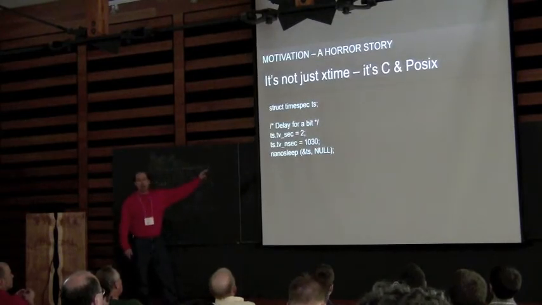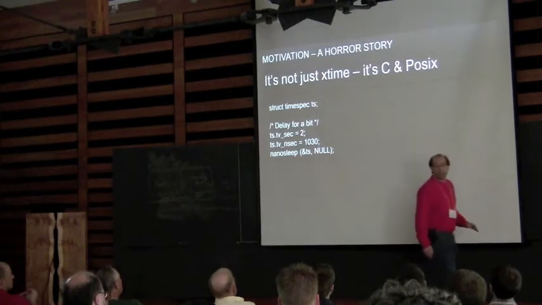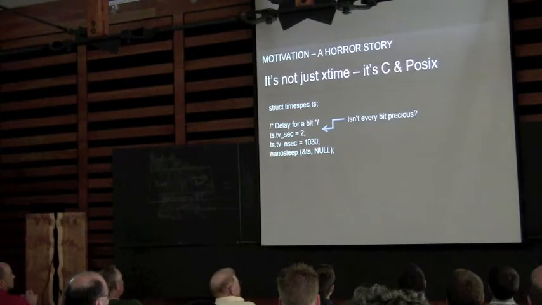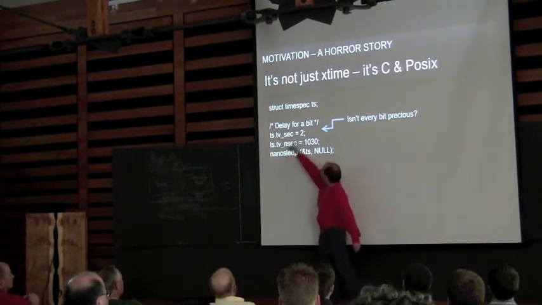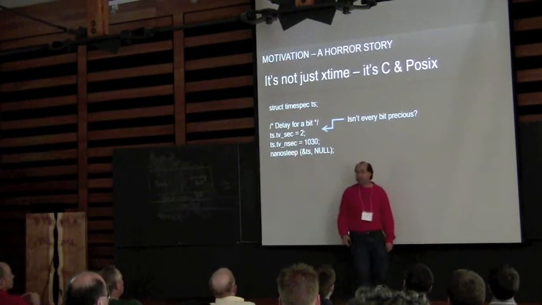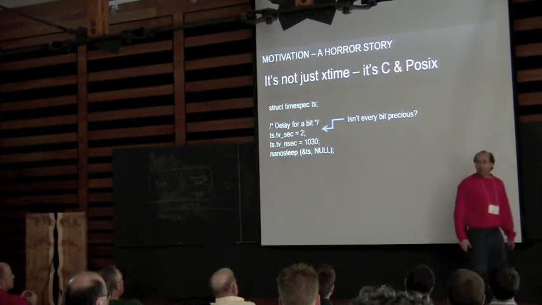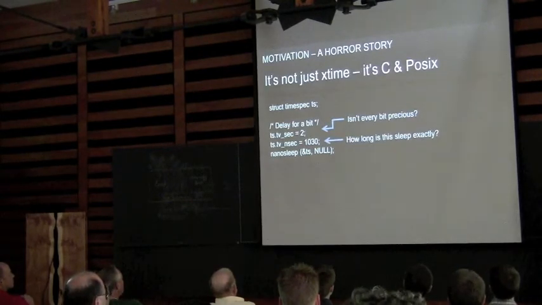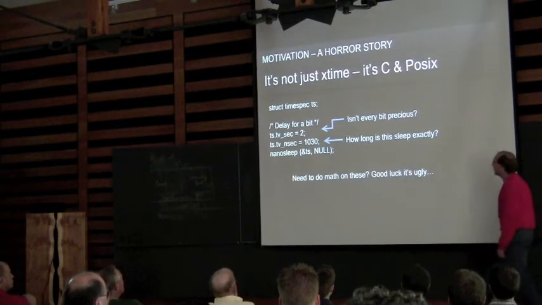So it's not X time's fault. It's also C in POSIX. And this is the thing that gets me the most, is because the C in POSIX guys really should know better. Because really, you know, this is what you do to do nanosleep, right? I mean, isn't every bit in this thing precious? I guarantee you those are 32-bit types. I guarantee you when that nanosecond rolls over, there's wasted bits in there. So, what the heck? And anybody got any idea how long we're going to sleep here? Quick, calculate it. Figure it out.